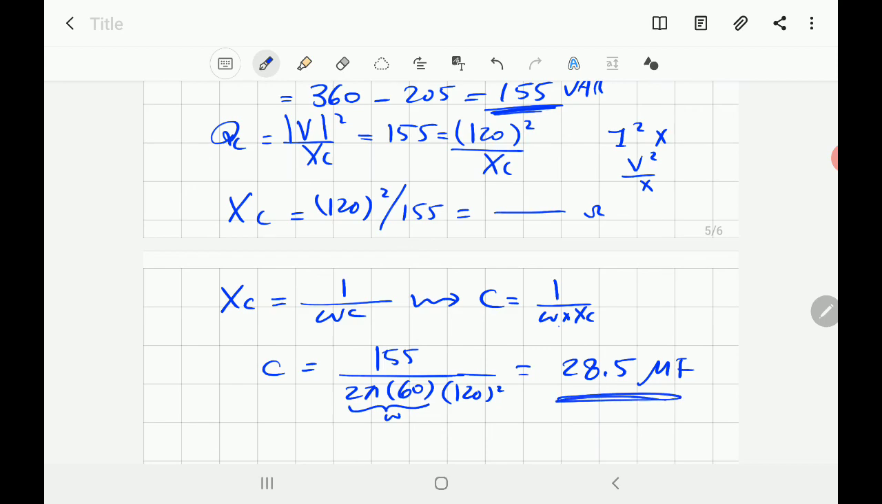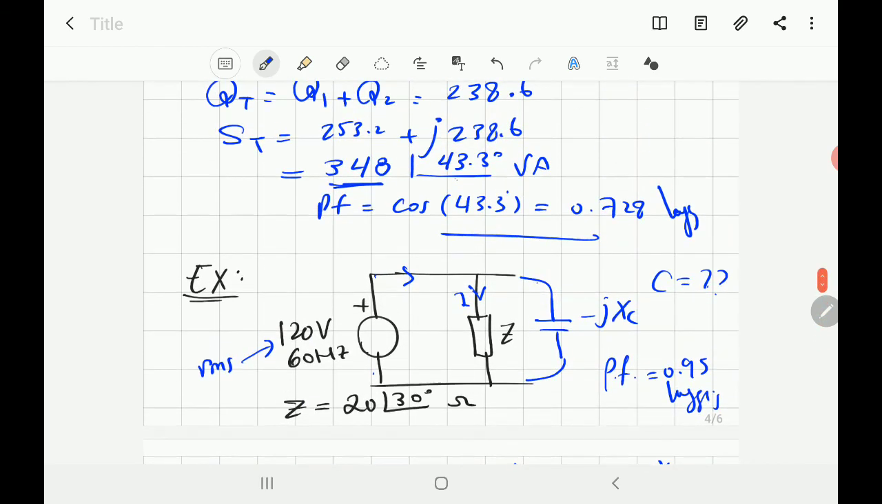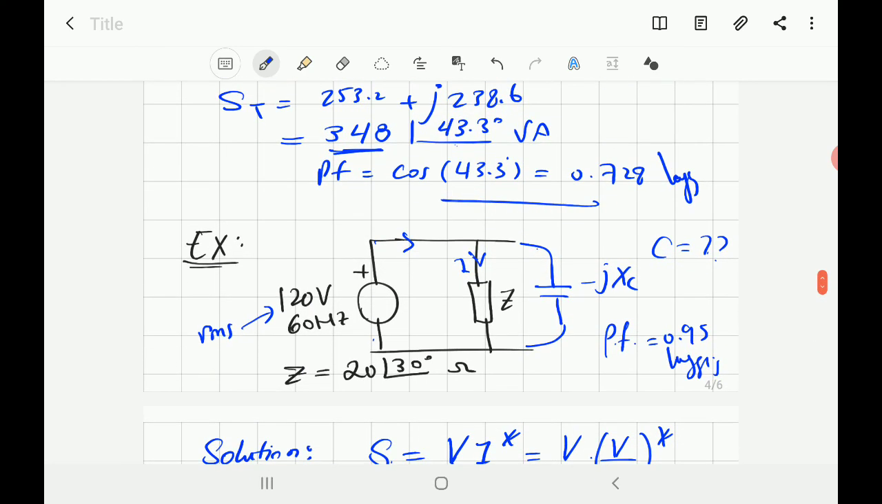So you did a good design. You found the value of C that, if you put it in parallel with the load, you can improve the power factor to be 0.95.